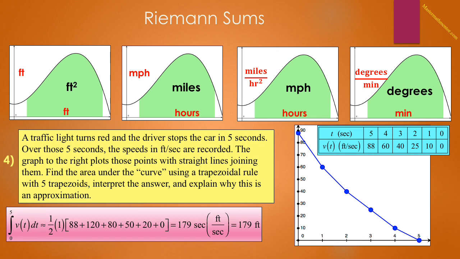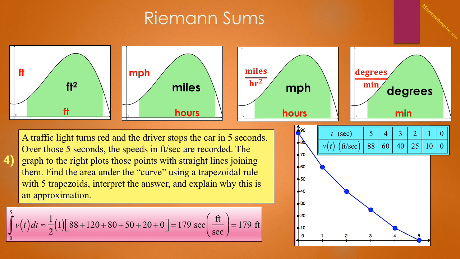We are finding the integral from 0 to 5 of v of t dt. By the trapezoid rule, our base is 1, so our area is 1/2 times 1 times the quantity 88 plus 2 times 60 plus 2 times 40 plus 2 times 25 plus 2 times 10 plus 0. And that gives a numerical answer of 179. The units are seconds times feet per second, which is 179 feet. The interpretation is that it took 179 feet for the car to come to a complete halt.